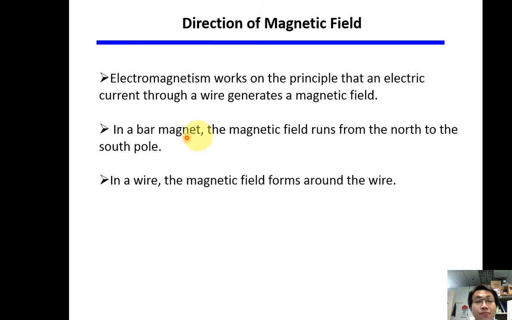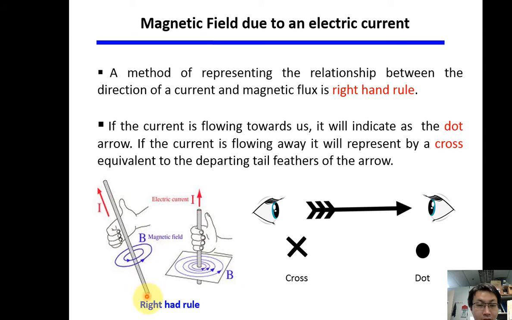In a bar magnet, the magnetic field runs from the north to the south pole as usual. In a wire, the magnetic field forms around the wire. For example, when there's a current flowing through the wire, we will see the magnetic field surround it, like this. When there's a current flowing through, there will be a flux or field around it. But how can we determine the value and the direction? We actually use the right-hand rule.